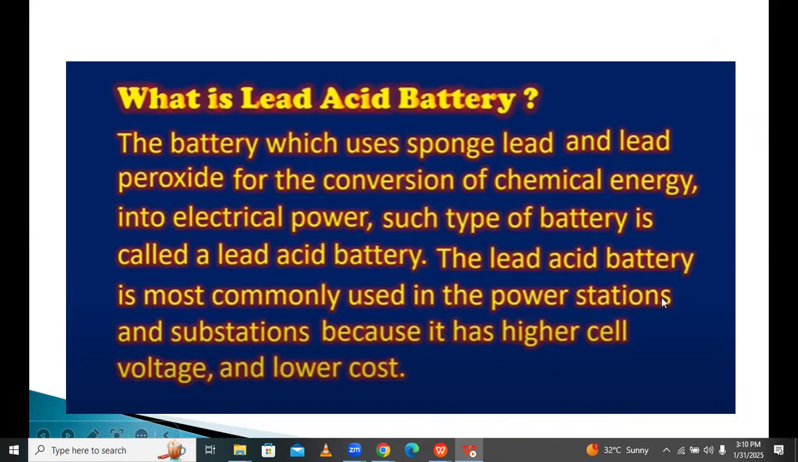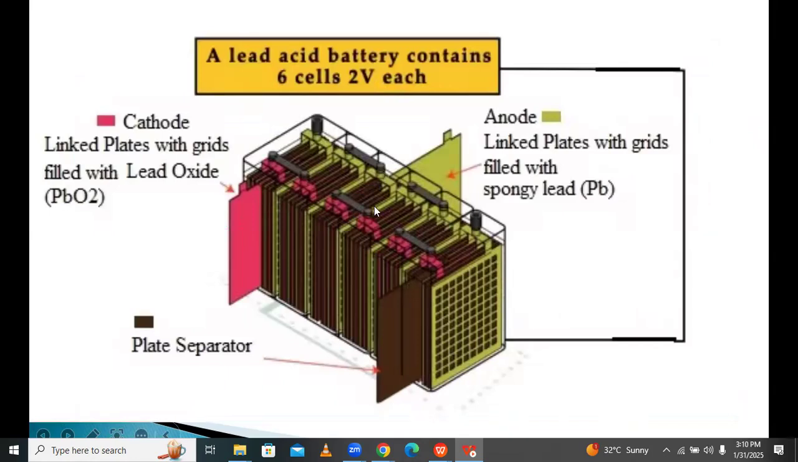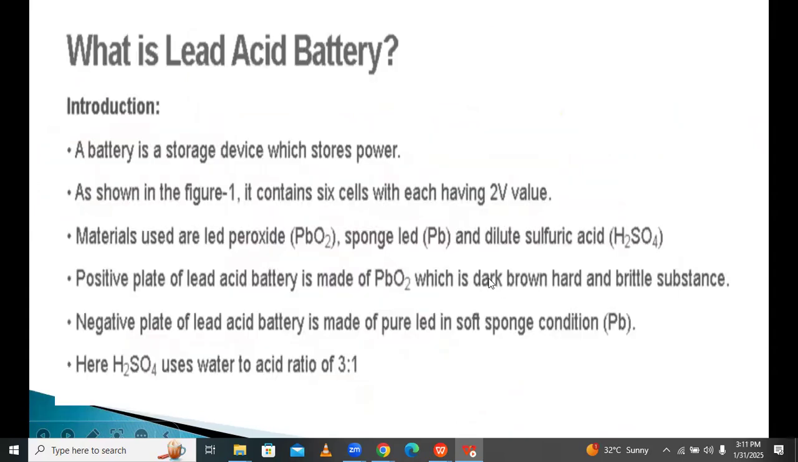It is commonly used in power stations and substations. A lead acid battery contains 6 cells, 2 volts each. This is called a lead acid battery. The construction looks like this. One is the cathode, one is the anode. The cathode is lead plates with grids filled with lead oxide, PbO2. And the anode is lead plates with a grid filled with sponge lead. And the plate separator is called the separator. What is a lead acid battery?